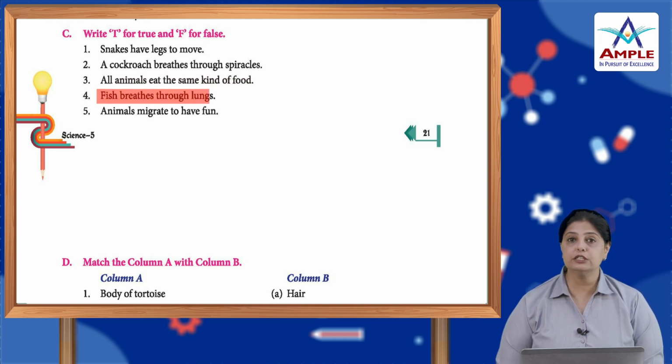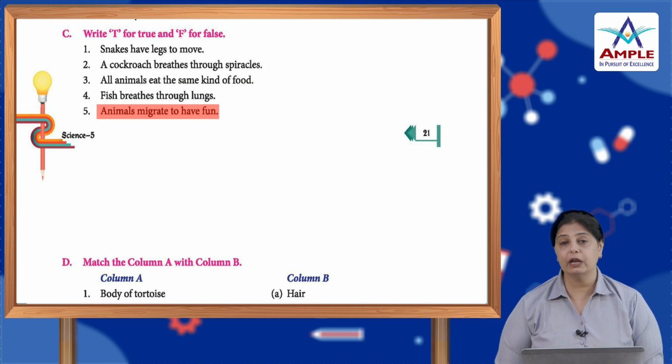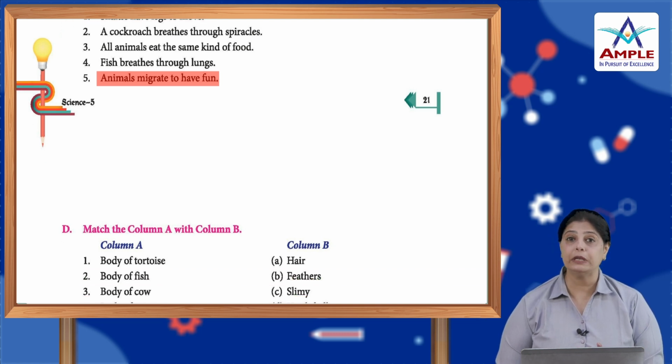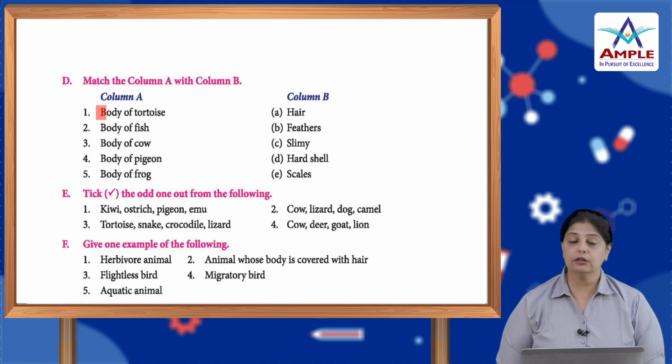Fish breathe through lungs? It is false. There are some fish that do breathe through lungs, like the whale. But not all the fish. Animals migrate to have fun? No, they don't migrate to have fun. It is the conditions that make them migrate from one place to another, like search of food, weather conditions or to breed. Now, match the column.